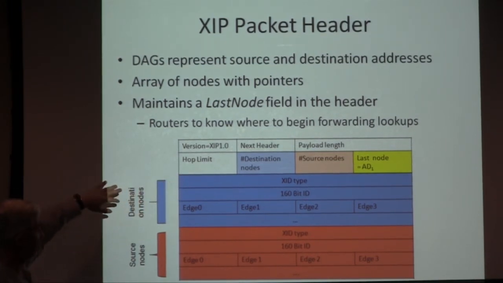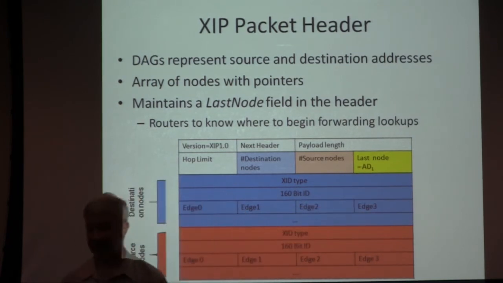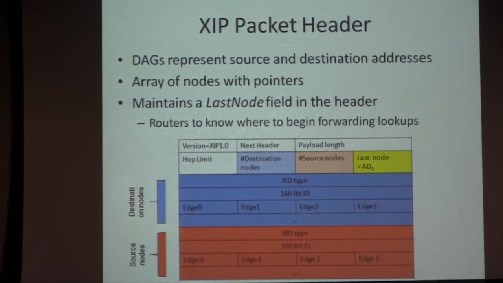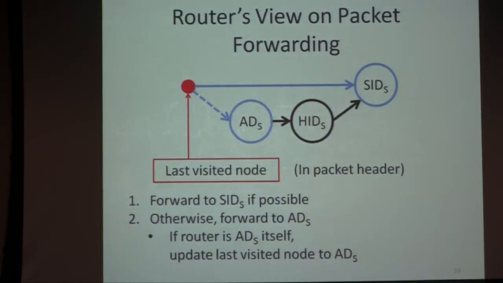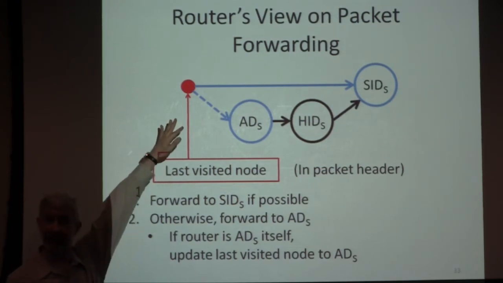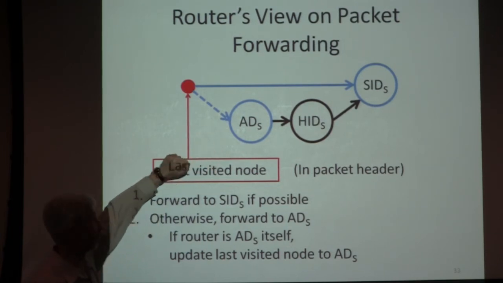The other thing I want to point out is that there is a field, and the name is confusing, but it basically identifies where you are in the DAG. As you remember, you traverse the DAG as you go through the network. There's a pointer in the header that says, this is where I am in the DAG. Let me give you an example. Effectively, the way this works is that this is the last visited node. This is the yellow thing I had on the previous slide. So the source is the current last visited node.